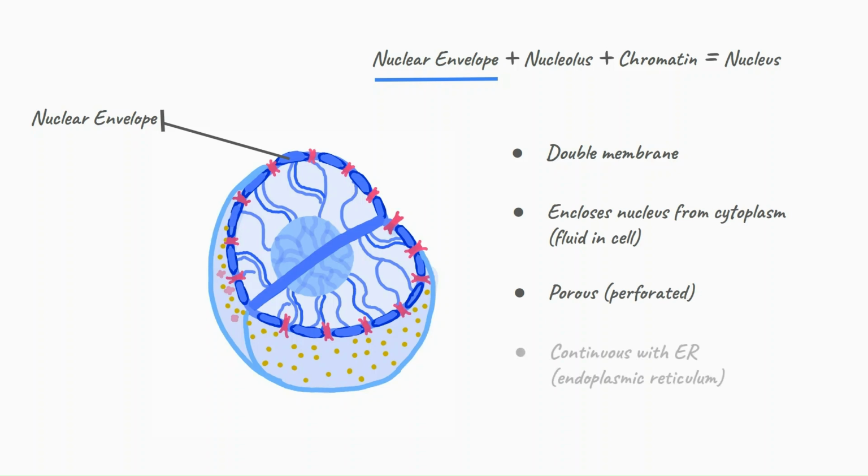Overall, the nuclear envelope is continuous with the endoplasmic reticulum, meaning that the ER is physically connected to the nucleus by the outer membrane of this nuclear envelope.